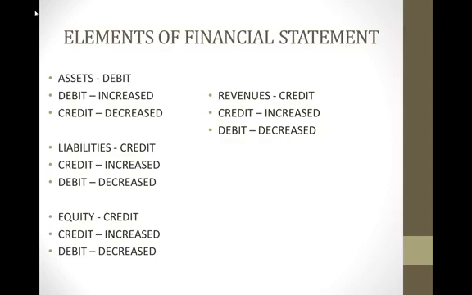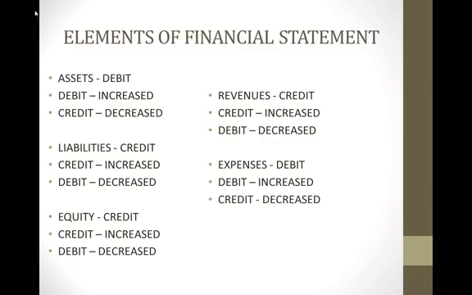Now, the last element of financial statement, expenses, has a normal balance of debit. Debit increases the expenses, and credit decreases the expenses. Like revenues, expenses increase and decrease. The increase and decrease come from the adjustments that you made.